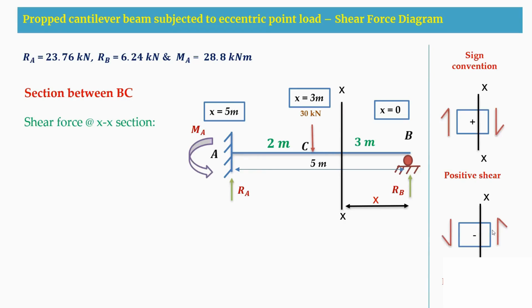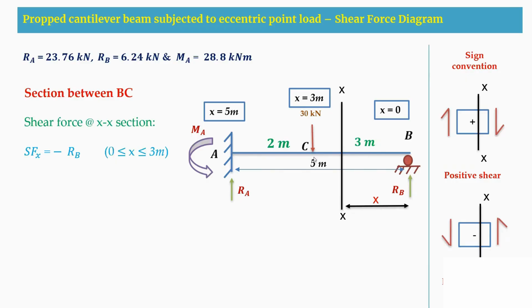And towards the section, if we are getting an anti-clockwise shear, then we'll call it a negative shear. So by considering this sign convention, we are going to draw the shear force diagram also. First I'm going to write the reaction here. So this RB towards this section is in the anti-clockwise direction. Therefore, shear force at this X section will be equal to minus RB.